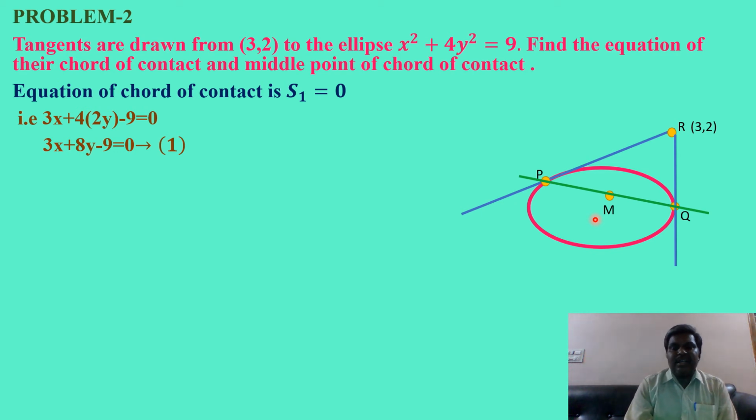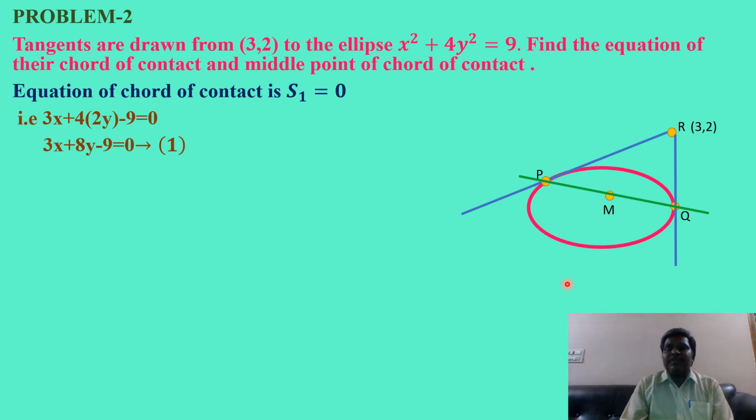What is the calculus method here? I am going to imagine some tangent to the ellipse parallel to this chord. When the lines are parallel, their slopes must be equal. That is why I am going to differentiate the ellipse and get the slope y dash. I am going to equate that slope y dash to the slope of my line, that is 3x plus 8y minus 9 equal to 0.